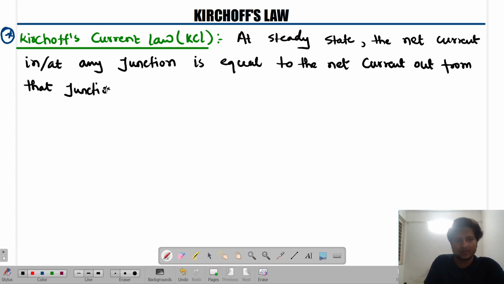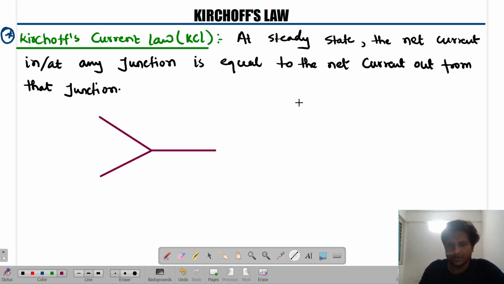What it is saying is that steady state basically means there is no extra presence of charges. So in a steady state, whatever current appears in a junction must be equal to how much current is going outside. Is that clear or not? So whatever is my current ingoing must be equal to the current outgoing. Are you able to get me or not?